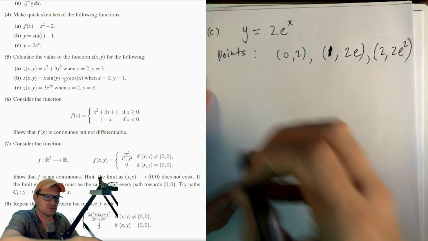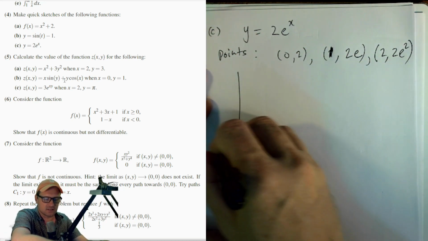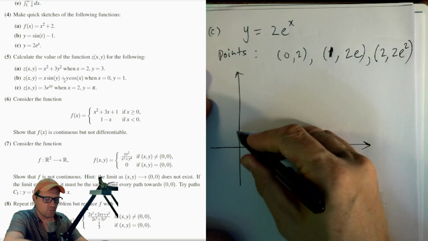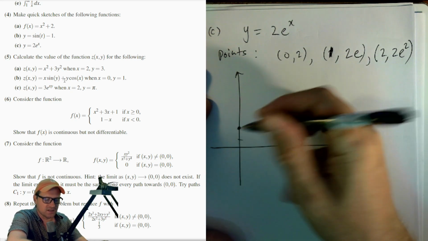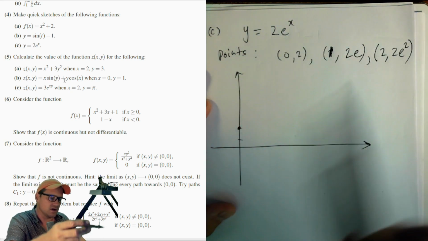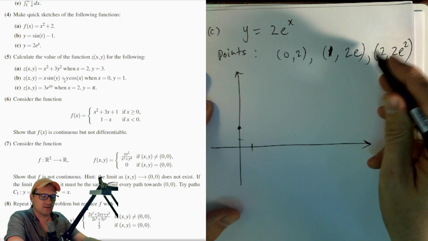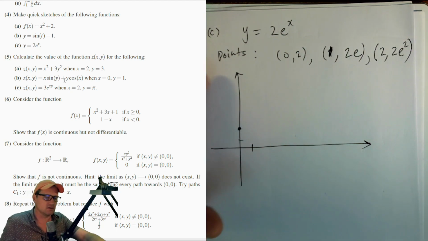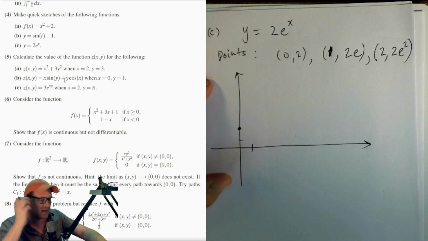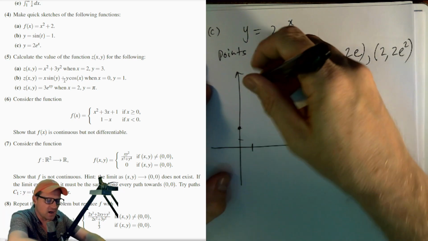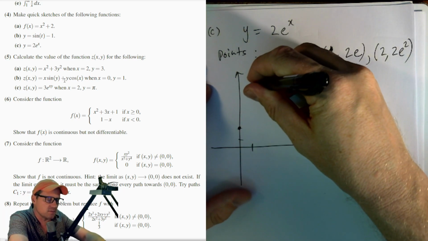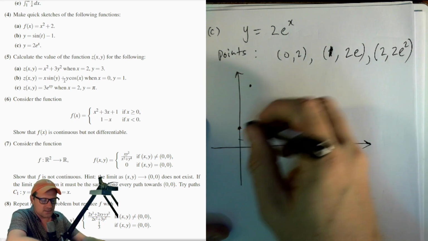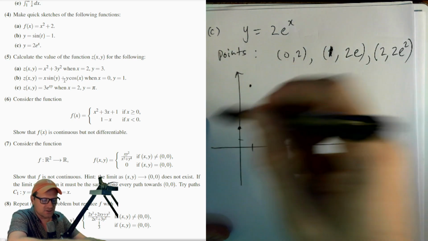All right, so to make a quick sketch of this, when x is 0, we have 2, so we have a point here. When x is 1, we have 2e. Now e is 2.71828, and so on. So twice that will be a little bit more than 5. Okay, so here. And so this should look like an exponential curve.